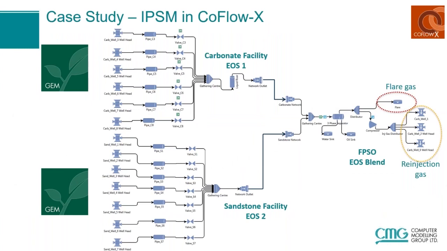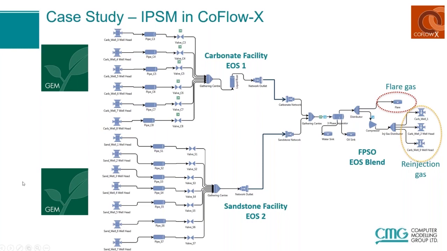And I'll repeat the same case study in Coflow X now. The same facility diagram that you saw a little while ago: the carbonate facility, the sandstone facility, and then the combination of the two, which is the FPSO, where the fluids are blending and some gas is sent to flare or sales, and some gas is re-injected into the carbonate reservoir.